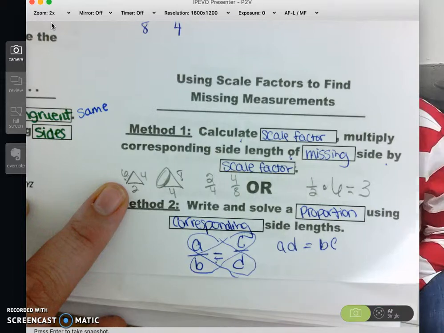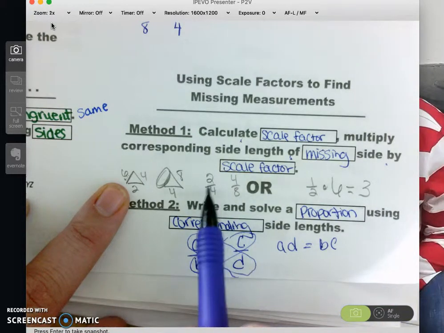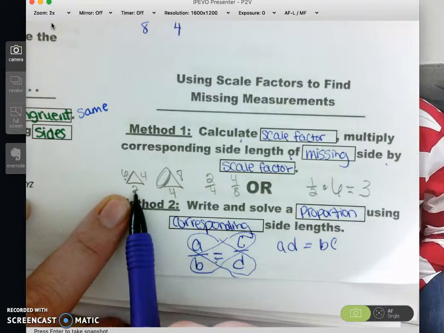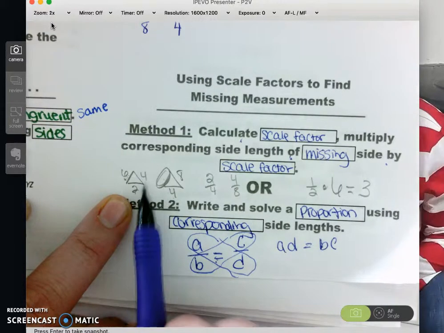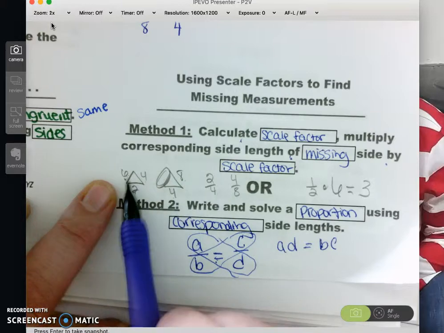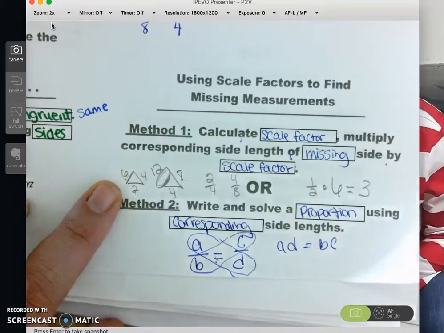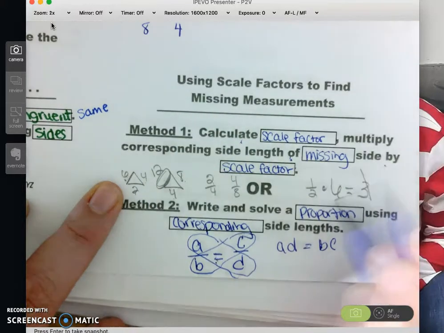That is wrong. This is wrong because right here, if you look, 2 is multiplied by 2 to get to 4. 4 multiplied by 2 to get to 8. 6 multiplied by 2 would get me 12. So 3 can't be the correct answer.